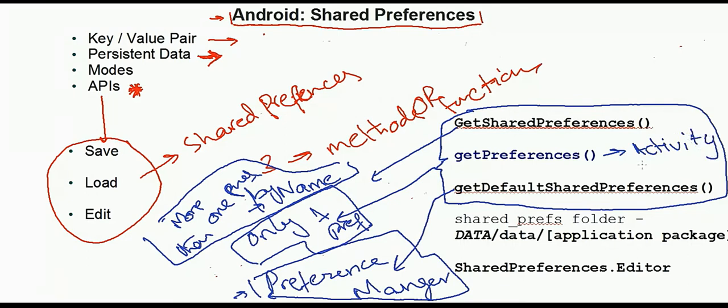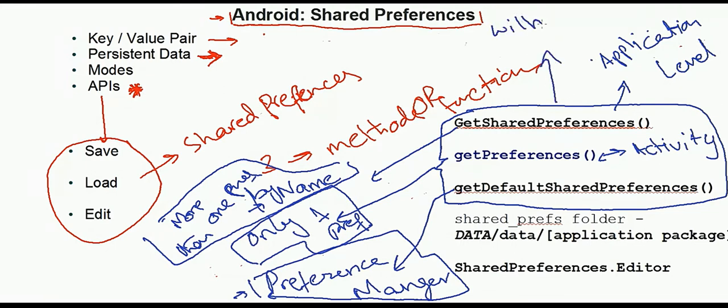So the getPreferences method we can access from within an activity, and we don't need to provide a string variable name for the specific preference because there is only one. The getSharedPreferences we can access from the application level, or also from within the activity. From the application level, for example, we mean the app context; from the app context we can also get the getSharedPreferences.